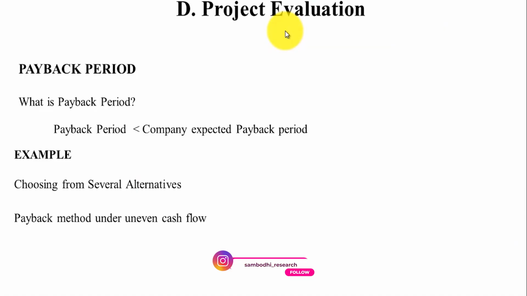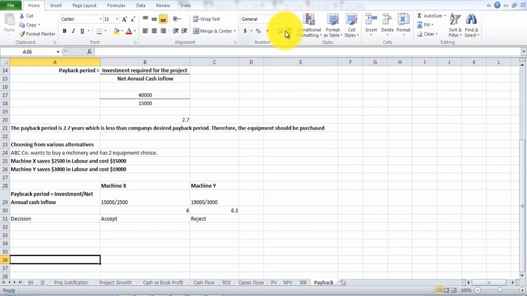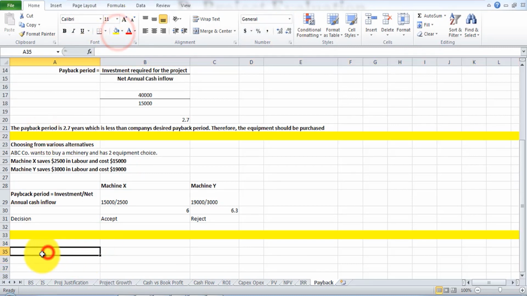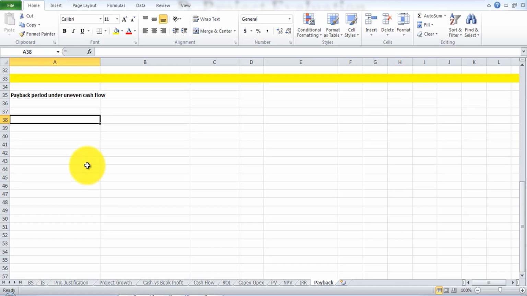Now the other is the payback method under uneven cash flows. So here we're going to put a line saying that this is over, and now we're going to look at payback period under uneven cash flow. Till now, whatever methods we have done, we have assumed that all the projects give an equal cash flow throughout all the years, but that does not happen generally, right?